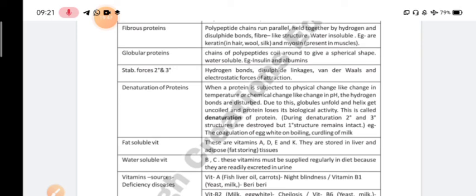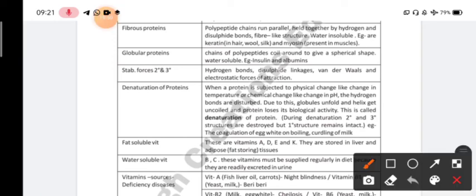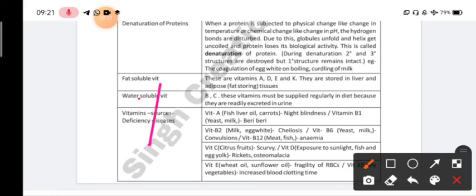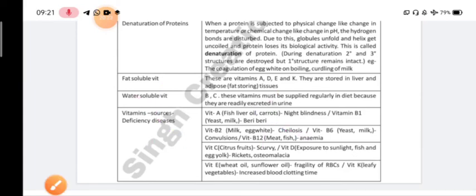Okay, and we can see this denaturation in the coagulation of egg when we boil it. When we boil, coagulation happens in the case of egg. This is an example of denaturation as well. So at higher temperature or higher pH, or if we change the concentration, the protein will get unfolded and the helix will get uncoiled, and that is why it loses biological activity, and this occurrence is called denaturation. Okay, and the fat soluble vitamin and water soluble vitamin part is not in our syllabus, so you don't need to know that.